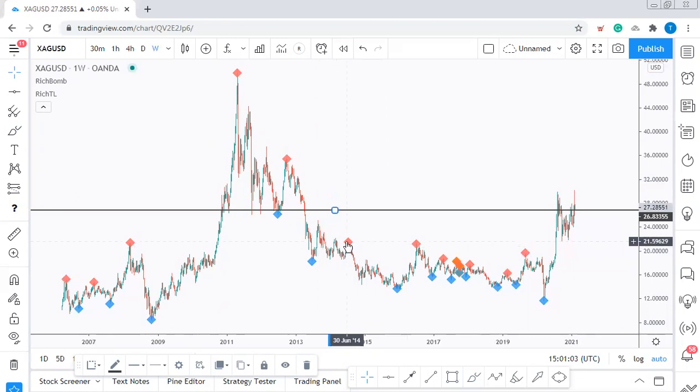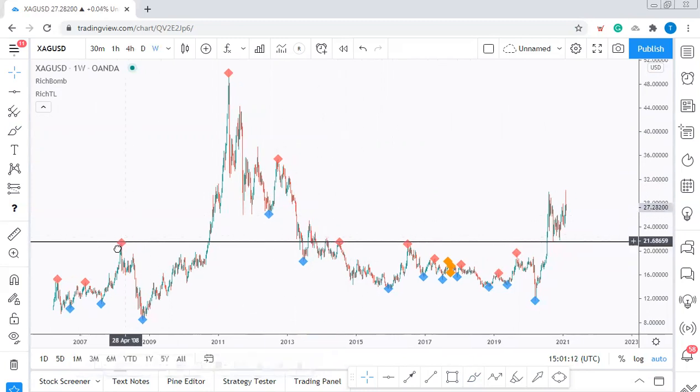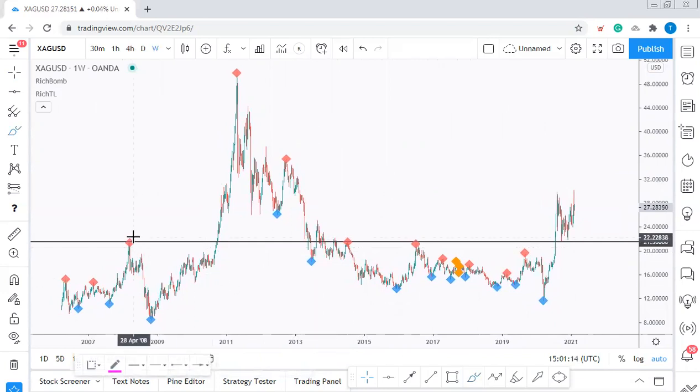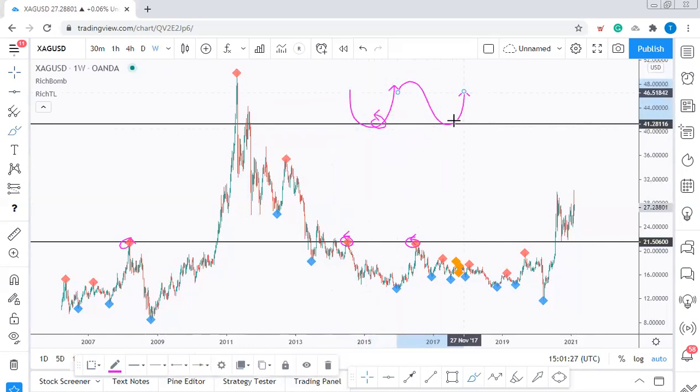And since we have the dots here from RichTL, we will use these dots to draw what we call objective support and resistance. As you can see, when we can connect at least 3 dots, we know that here we have an objective support and resistance. And the reason why I call it support and resistance is because we can connect 2 swing lows, 1 and 2, and 1 swing high. So this one is not a support only, not a resistance only, it's a support and resistance.